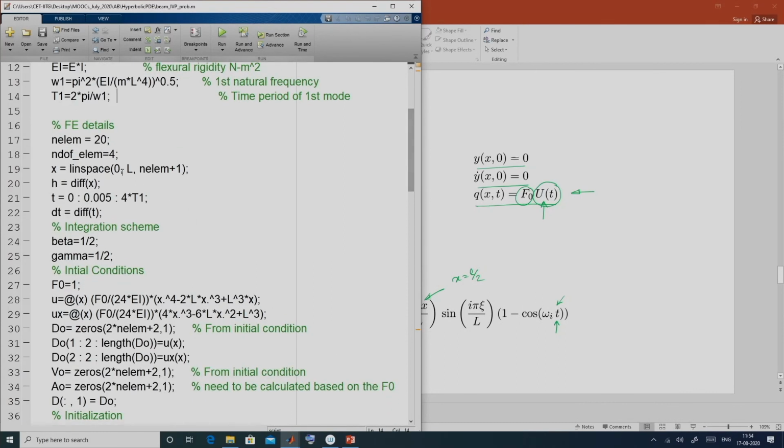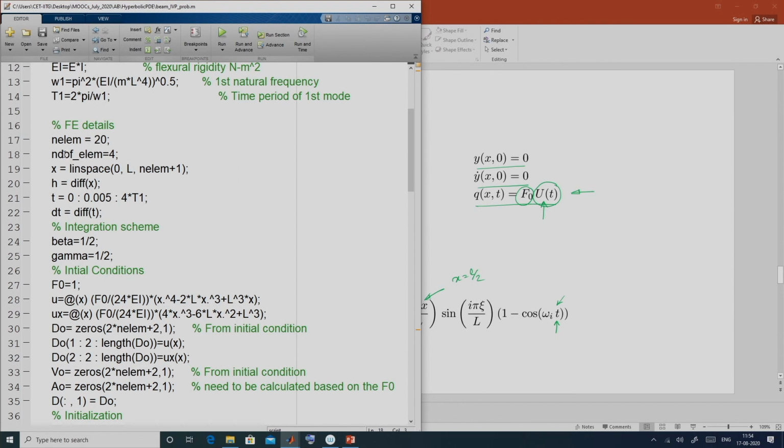Then we define the finite element details. Here you see the number of elements we have taken as 20, because I have already checked the convergence, both in spatial discretization as well as temporal discretization. You have to check the convergence for both of them.